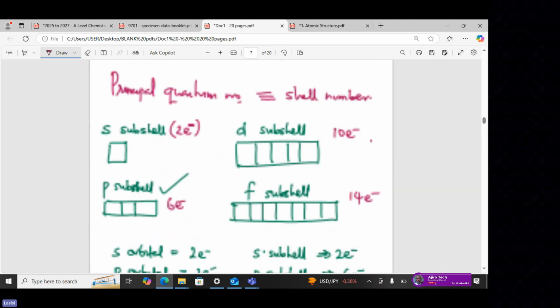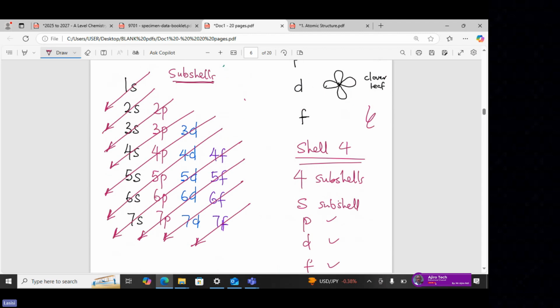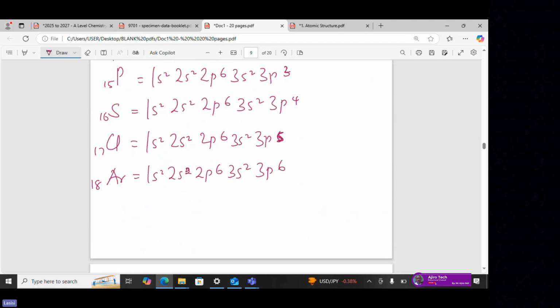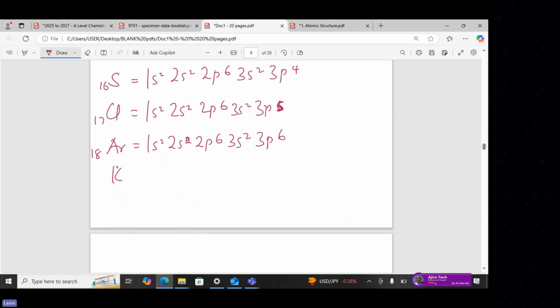Let's now see the next one after 3p6. What's the next one? After 3p, 4s. What happens after 4s? After 4s, we go to 3d. So after 4s, 3d. Don't forget that. Okay, let's go. So I'm done with period 3 elements. Period 4 now.